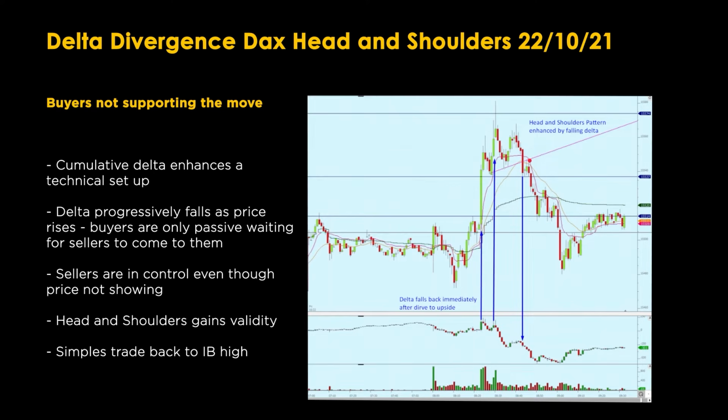And this is the thing. This is where delta enhances trades for you. If you play every single head and shoulders, it's got a reasonably low win rate. But if you play a head and shoulders that has now got cumulative delta dropping, i.e. sellers are now in control, you boost your win rate. You're able to then take the trades on that have actually got reasoning behind them to sell.